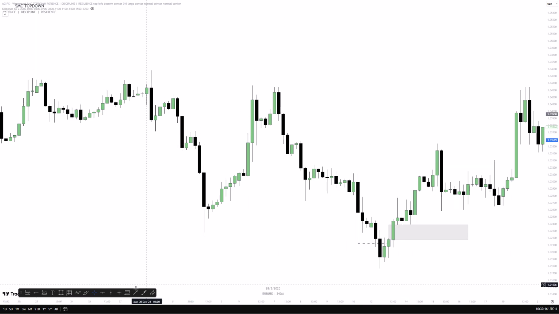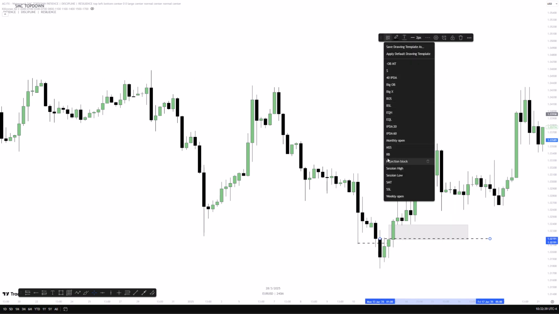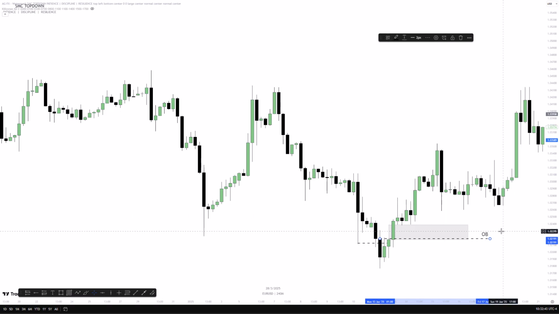So we can mark the order block to see if price really has come to the order block. Let's mark the open of the order block. The open of the order block is the most sensitive part of the order block. So let's add this order block here. So we have this as our order block, and this has been marked as an order block.